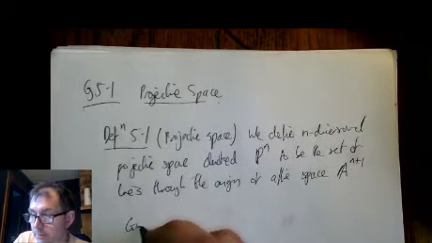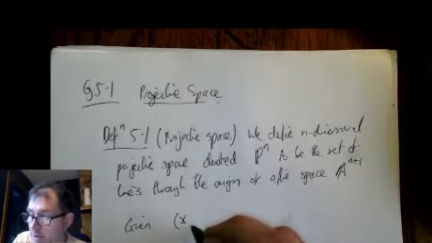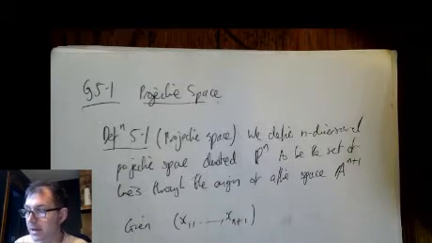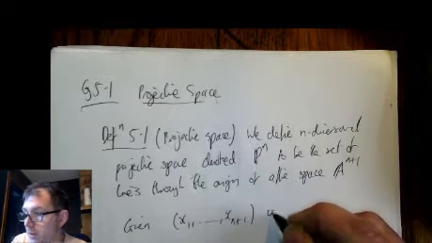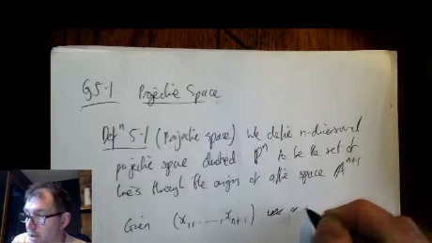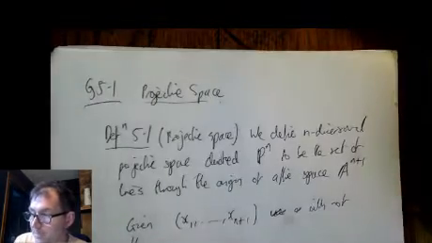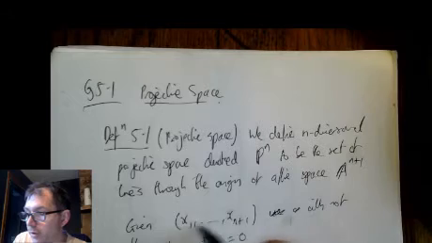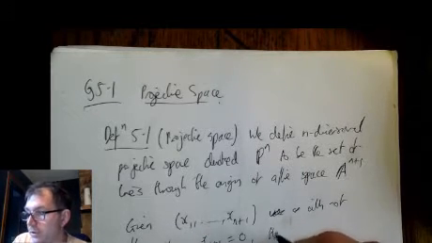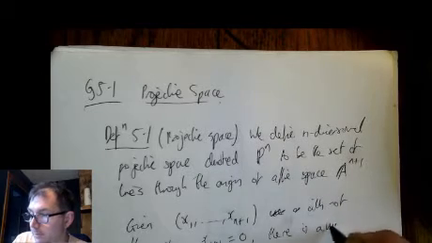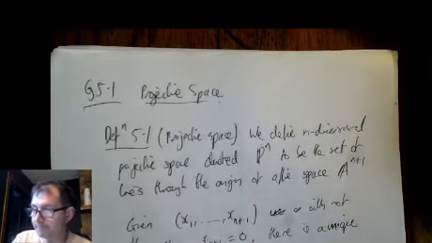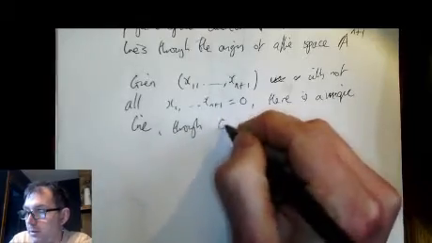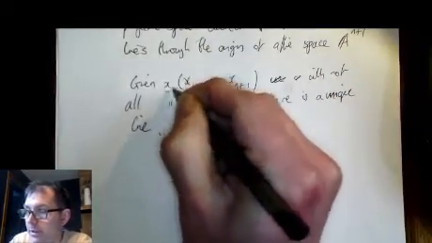So given a point x1, sometimes people start with x0, but in these notes we're starting with x1, going up to xn plus 1, with not all of x1 up to xn plus 1 equal to 0, so not the origin in An, there is a unique line through the origin and this point x.